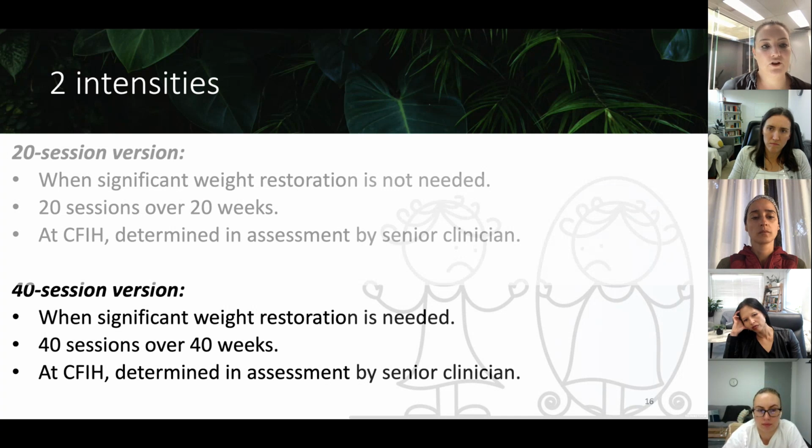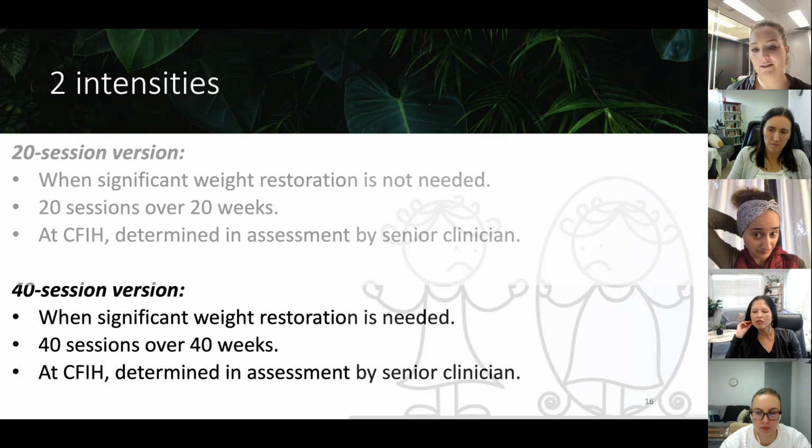So the 40-session version, and I guess I want to clarify, because I think there were some mixed messages in the clinic as well. It's not based on anyone's complexity or on whether they might have those other pronounced issues. The 40-session version is when significant weight restoration is required. So that's 40 sessions over 40 weeks. And again, it's determined in the assessment by the assessment clinician.